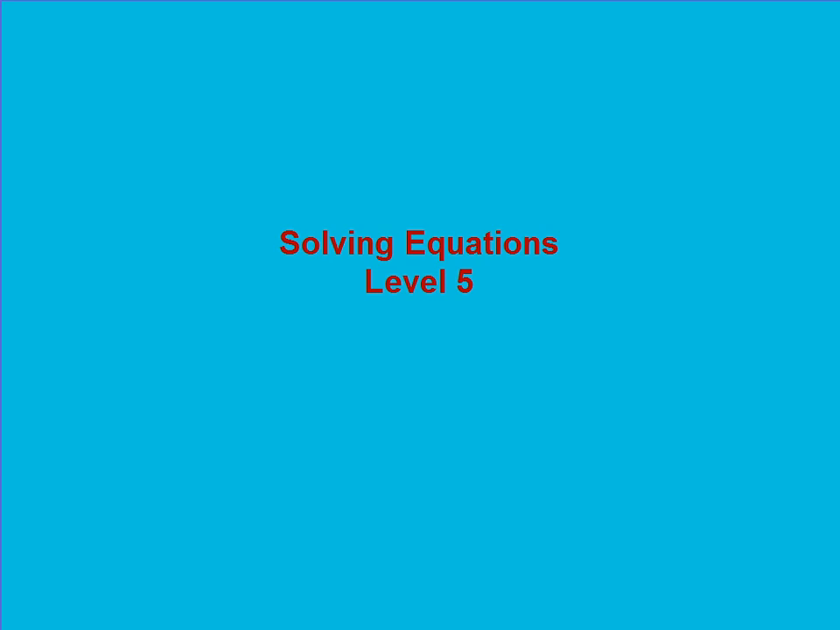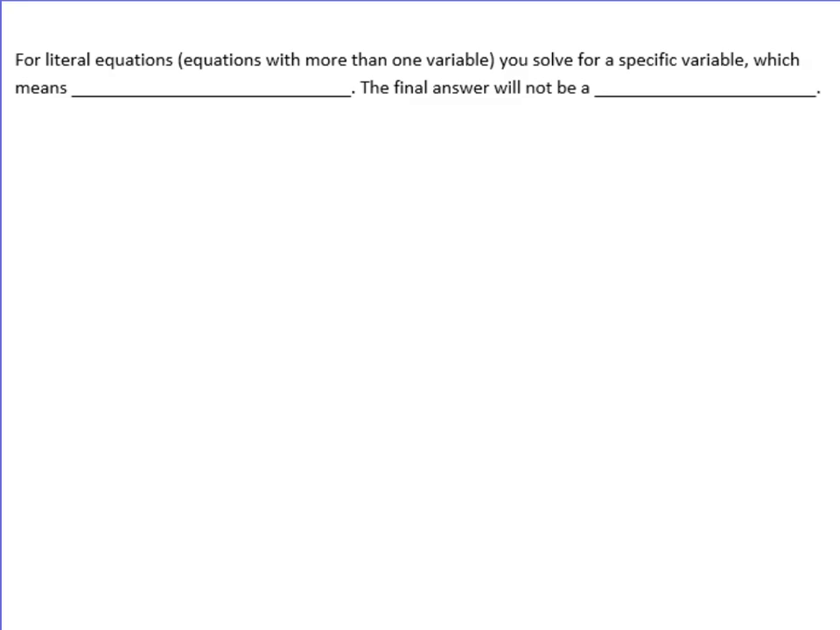Solving equations, level 5. We're going to look at something called literal equations, and what that means is the equations have more than one variable, and the directions tell you to solve for a specific variable. So they'll give you an equation that has a bunch of different letters, and they'll say solve for r or solve for x. All that means is that you need to get that variable by itself. Right, so whatever one they tell you, that's the one we want to get by itself.